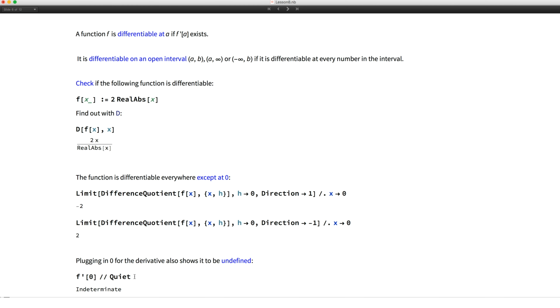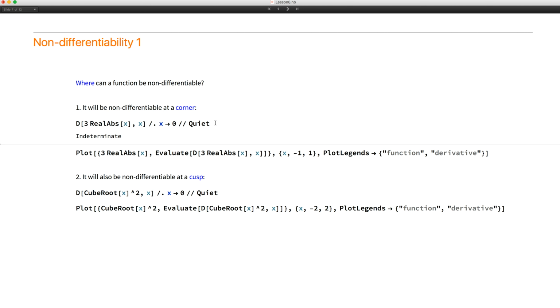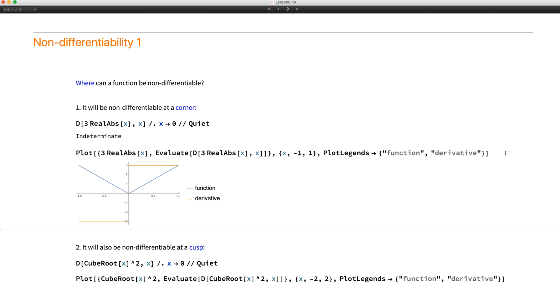So the question arises, in what way can a function be non-differentiable? When can things go wrong? So one way that they can go wrong is if you're at a corner. So here's an example: you have the absolute value function times 3, and if you plot it with the derivative, you see that at 0, the calculation and graph both show that you have a problem at 0, and so you have a corner over there which leads to the differentiability being lost. So you have a corner for the function, and that's an issue for differentiability.